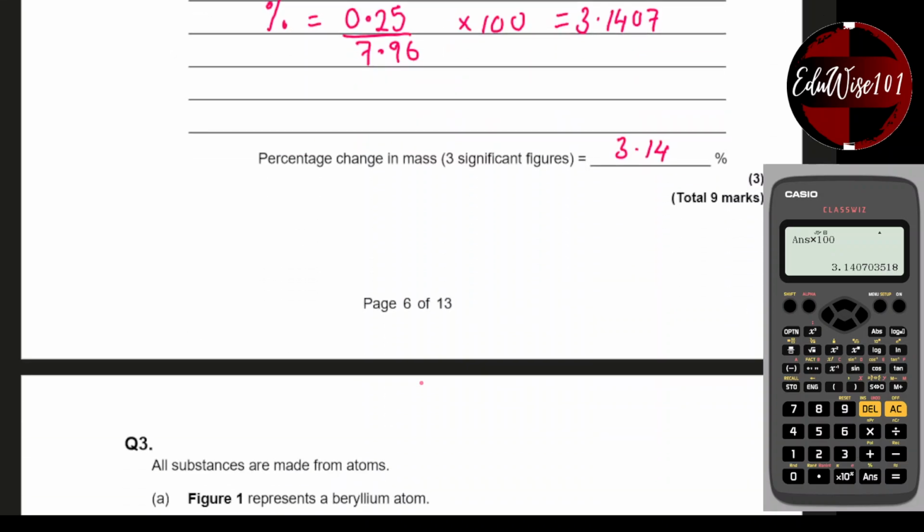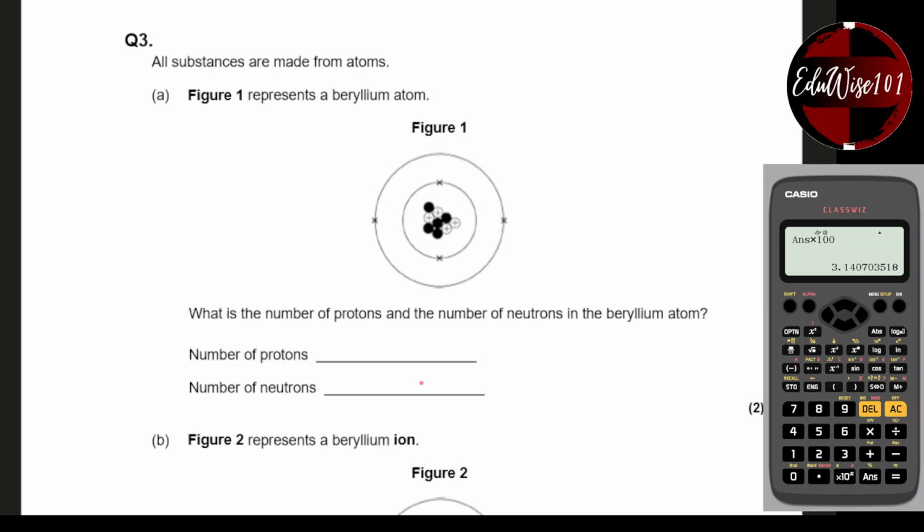Next, question 3. All substances are made up of atoms. Figure 1 represents a beryllium atom. What is the number of protons and the number of neutrons in the beryllium atom? Now, the number of protons is the ones with the positive charge. So there are 4 of them, so those are the protons. There's 4. The neutrons are found inside the nucleus. So there are these black circles. Those are the neutrons, and there's 5 of them.